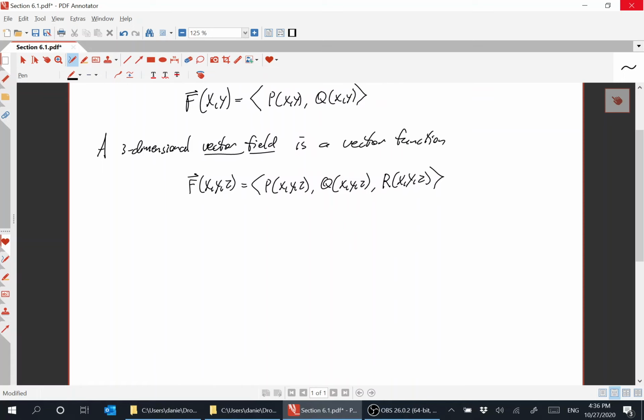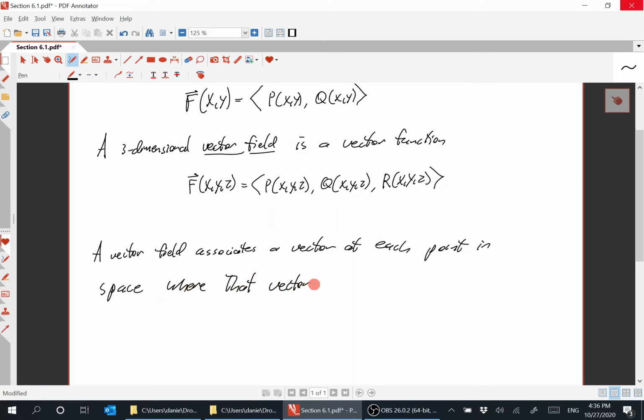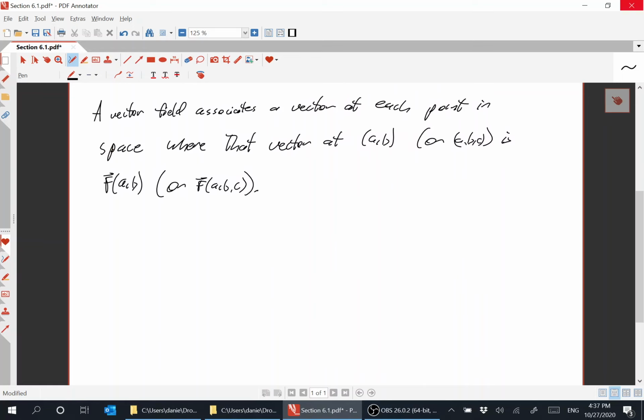Okay, and what a vector field does is associate a vector at each point in space, where that vector at the coordinate (a, b), or (a, b, c), is F of (a, b) or F of (a, b, c). So whether you're in 2 dimensions or 3 dimensions here.